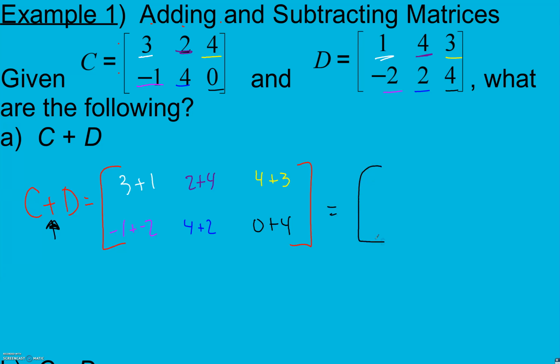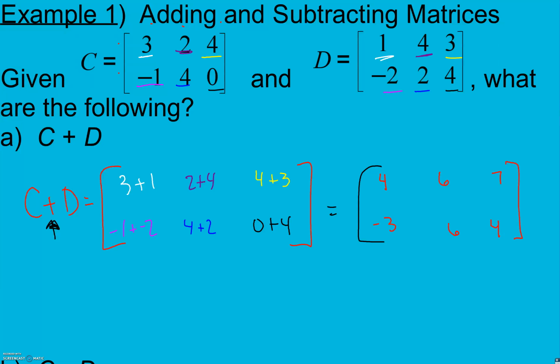So when I simplify this, 3 plus 1 is 4. 2 plus 4 is 6. 4 plus 3 is 7. I have negative 3, 6, 4.